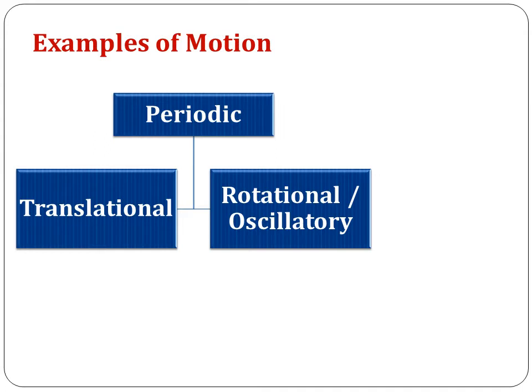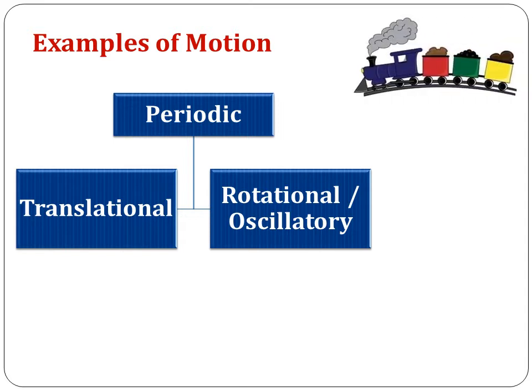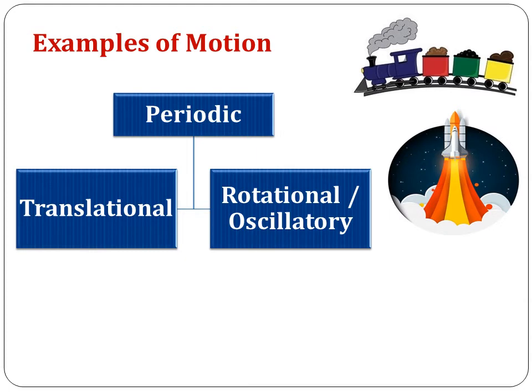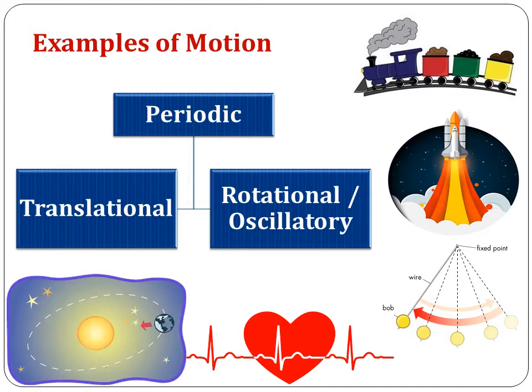We just saw that periodic motion consists of two types of motion, the translational and the rotational or oscillatory motion. Let us look at some examples for the translational motion. One is the running of a train on the railway track. Secondly, we have the launching of a rocket. And for the case of the rotational or oscillatory motion, we have the simple pendulum, the beating of a heart, and the motion of the earth around the sun.